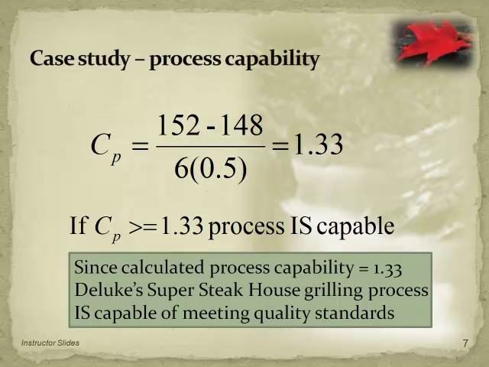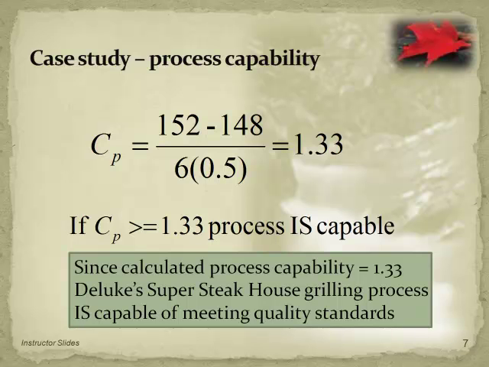The upper specification or tolerance limit is 152 degrees. The lower is 148. The standard deviation was 1/2 a degree. We multiply that times 6, we take the ratio, and the ratio turns out to be 1.33.